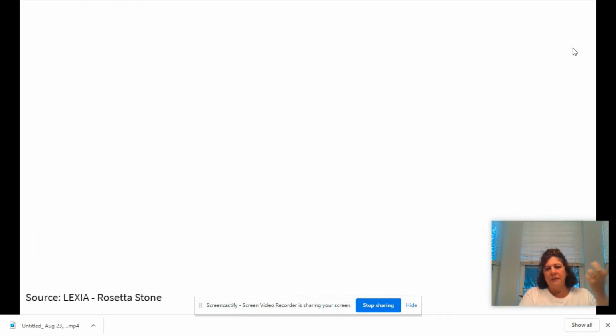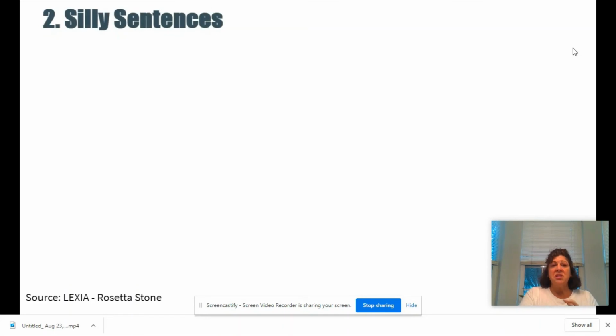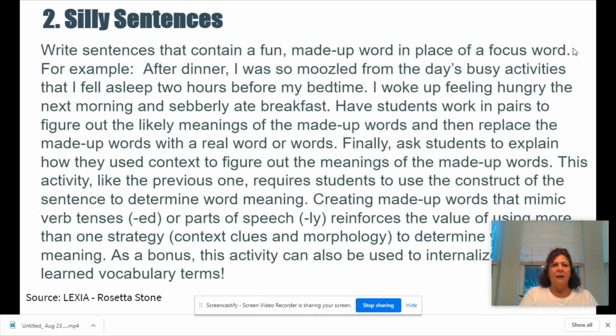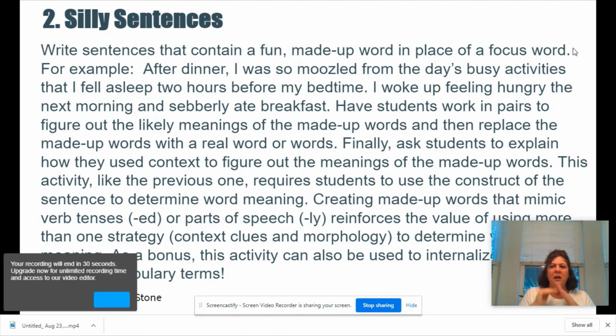So I will combine more than one strategy in order to help them with the meaning of the words youngest and sibling. Okay, so activity number 2: silly sentences. Write a sentence that contains a fun made-up word, and then try to get them to guess which word should go there. They loved this, and I think we have all used it at one point or another. But anyway, silly sentences is a wonderful activity that our students actually love.